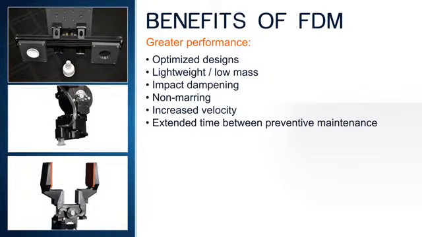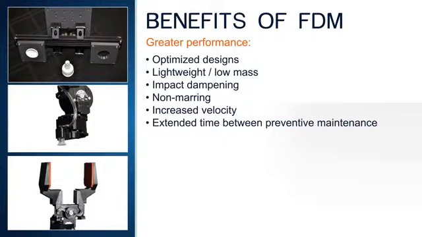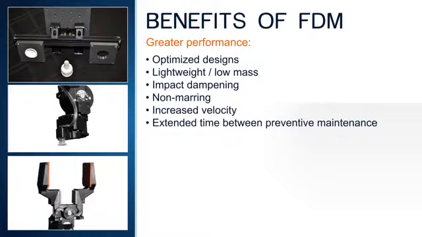Optimized for the task, your robot will do the job better and faster. Made from thermoplastics, the end-of-arm tool will also be lighter, which means the robot can travel faster, carry more payload, and operate longer between preventive maintenance cycles. Thermoplastic also means that your end-of-arm tool won't scratch the part it manipulates, and should the robot strike something in its path, the thermoplastic will dampen the impact force, which may prevent a costly repair.